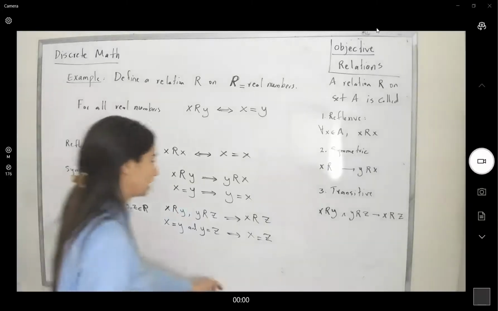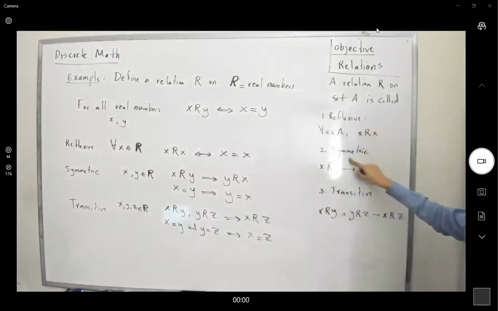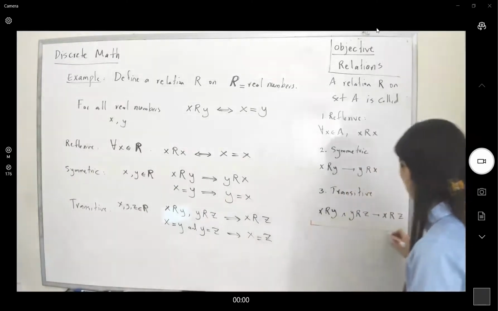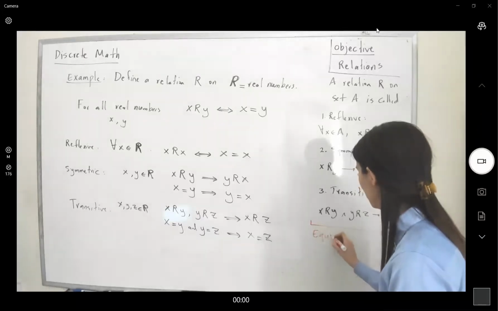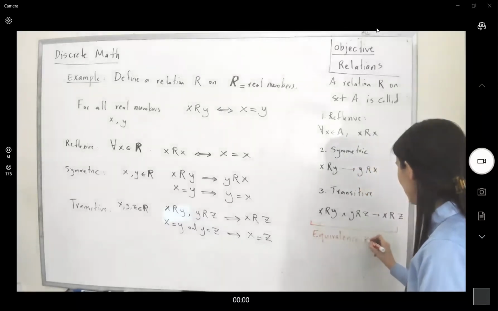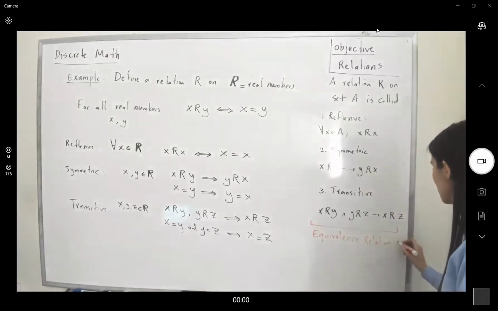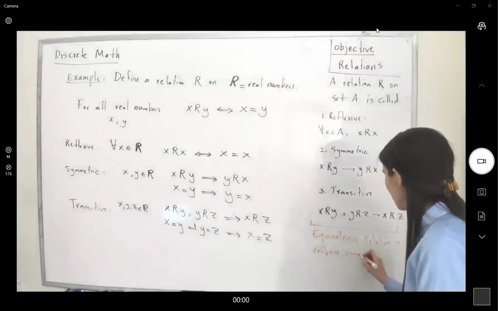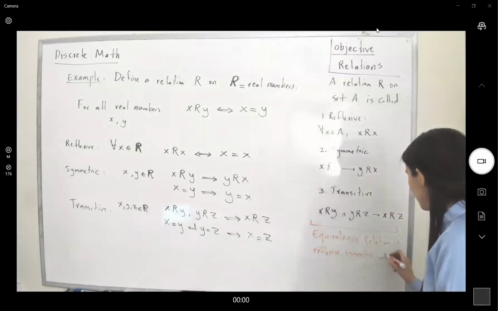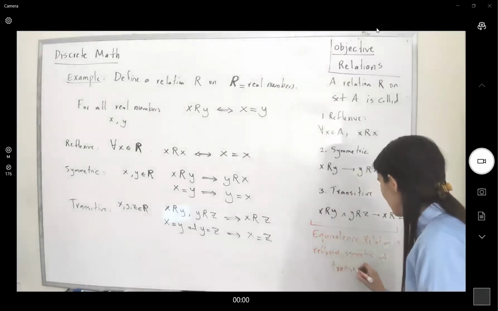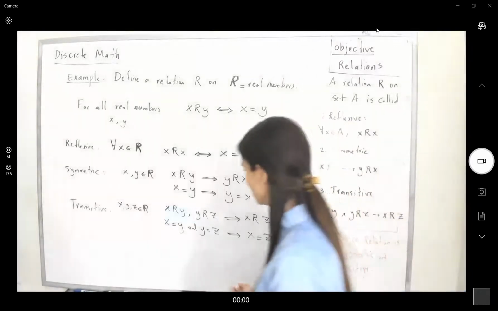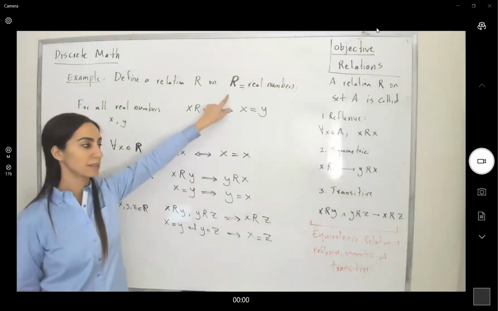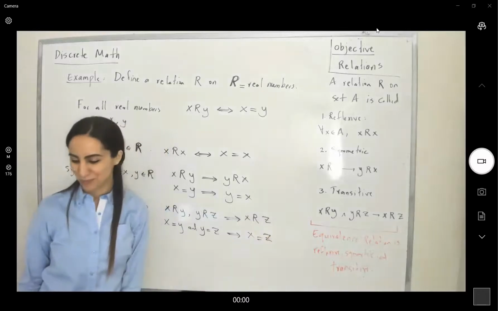A relation that is reflexive, symmetric, and transitive is called an equivalence relation. An equivalence relation is reflexive, symmetric, and transitive. So equality on real numbers is an equivalence relation.